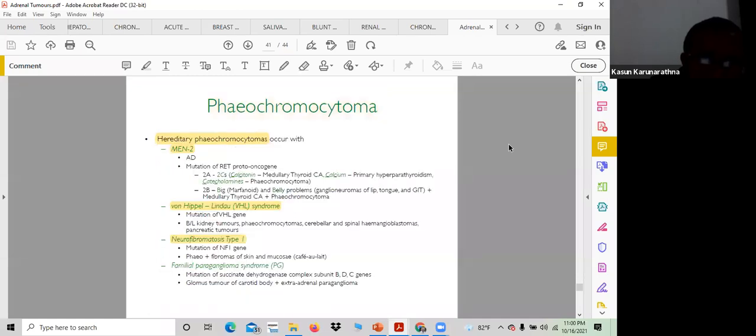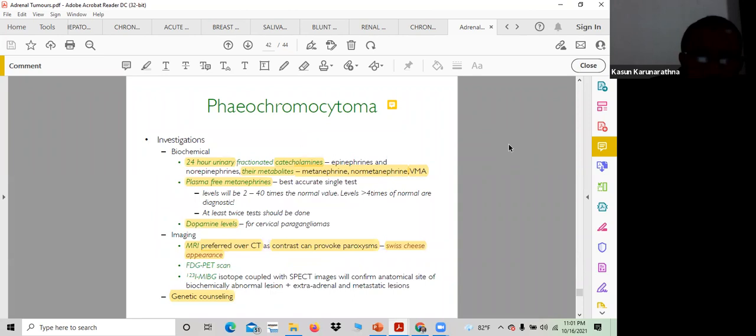Sporadic forms occur in the 4th decade. There's a genetic component as well: in MEN, you get a mutation of the RET proto-oncogene, right? It can associate with primary hyperparathyroidism and medullary thyroid carcinoma in MEN 2A. MEN 2B, marfanoid picture, ganglioneuromas, medullary thyroid carcinoma, and then comes pheochromocytoma. There are associations with von Hippel-Lindau syndrome and neurofibromatosis, right?